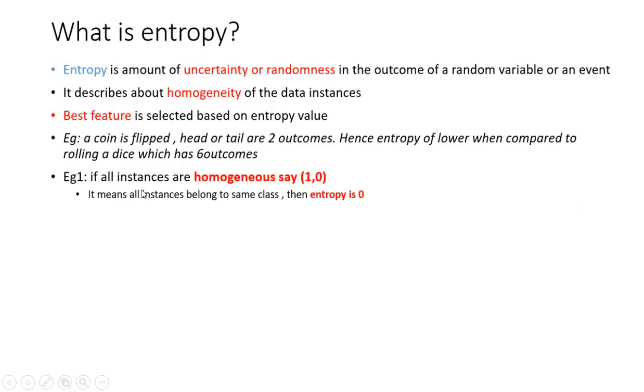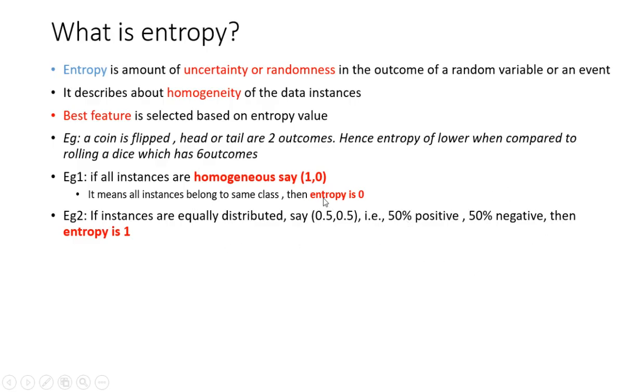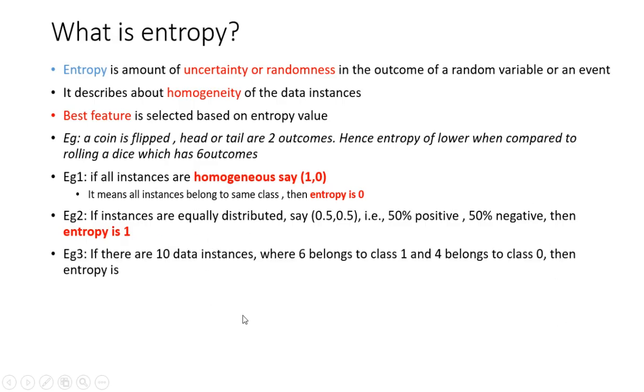Let's take another instance. Suppose all the instances are homogeneous, let's say 1 or 0, all belonging to the same class. Then the entropy is 0. Suppose I flip the coin 5 times and every time I get head. I'm getting a homogeneous instance where the entropy is 0. Suppose I get 50-50, 2 times head and 2 times tails. Then the entropy is 1.